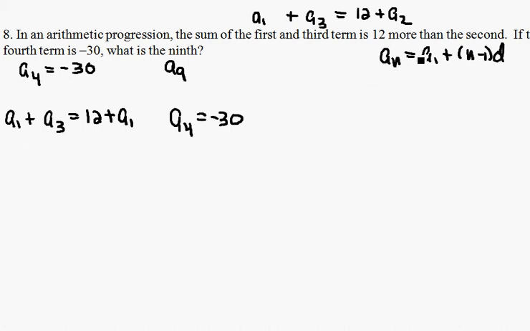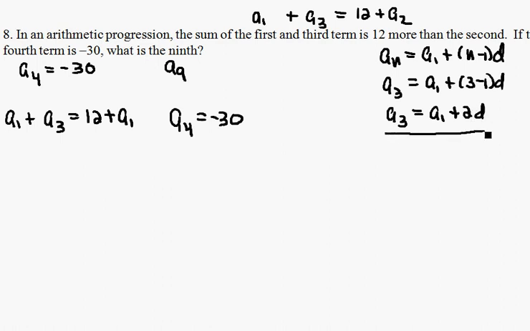Let's write a sub 3 using this formula here. A sub 3 would just be a sub 1 plus 3 minus 1 times d. So a sub 3 is equal to a1 plus 2d. Notice that the term number is 3, so the number multiplied by d is 1 less than that. So there's a sub 3. This is not a sub 1, that's a sub 2, my mistake.